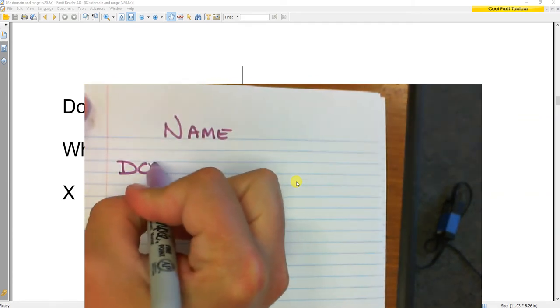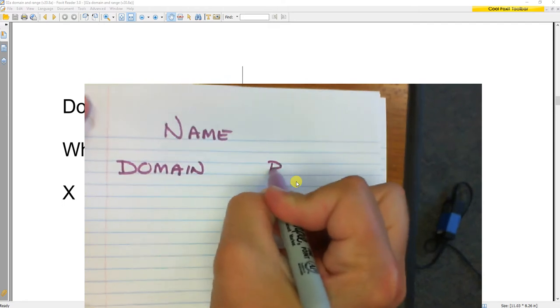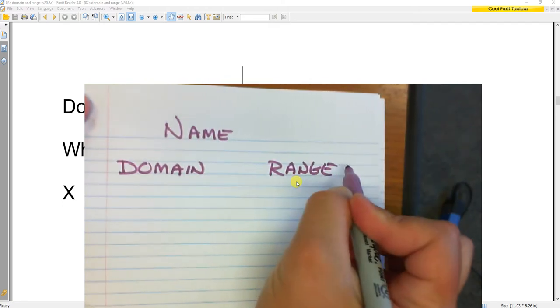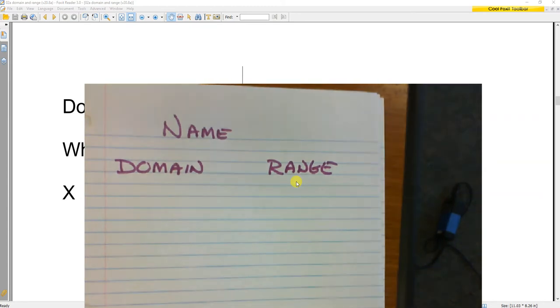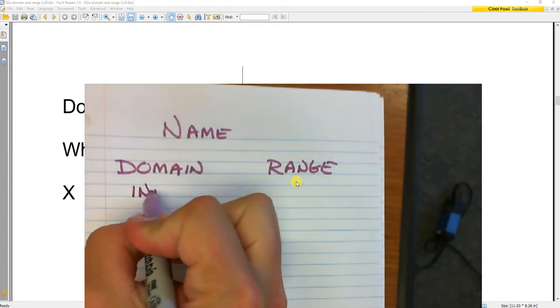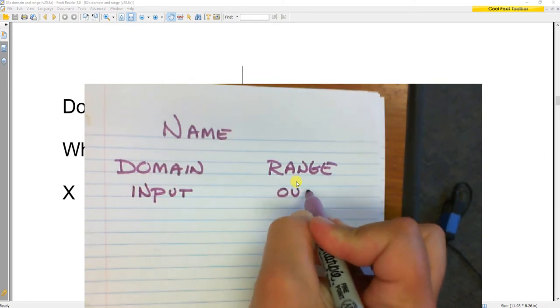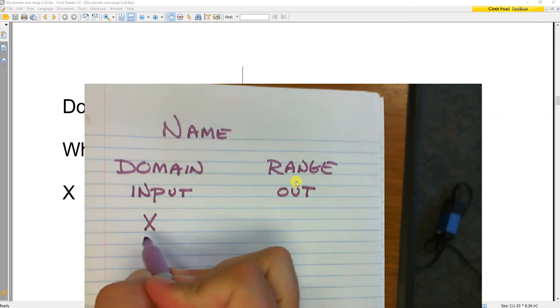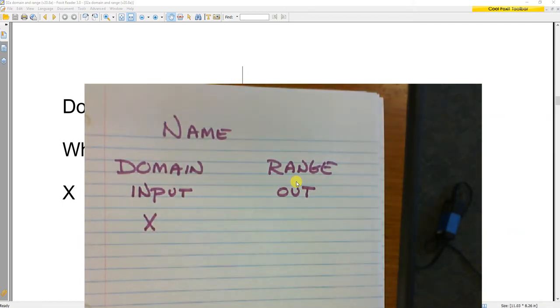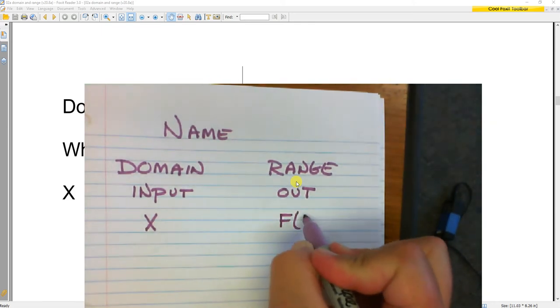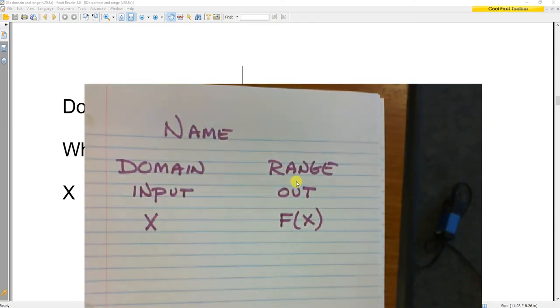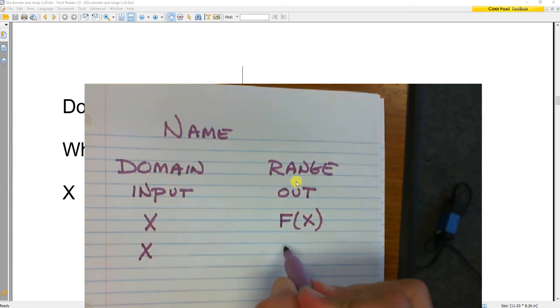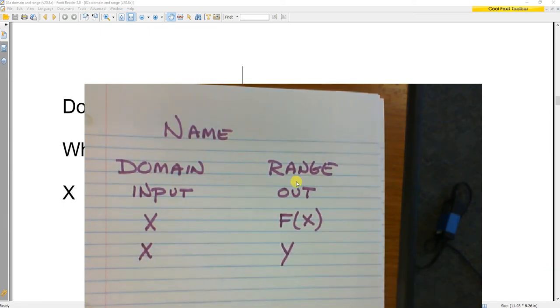domain and range. The domain is what goes in. It's the input. And the range is what comes out. Normally we like to put x's in. Remember the last lesson, you were putting an x in and you would get some f of x out. If we were graphing this, usually we think of x as the input and the y as the out. So domain is the in, range is the out.